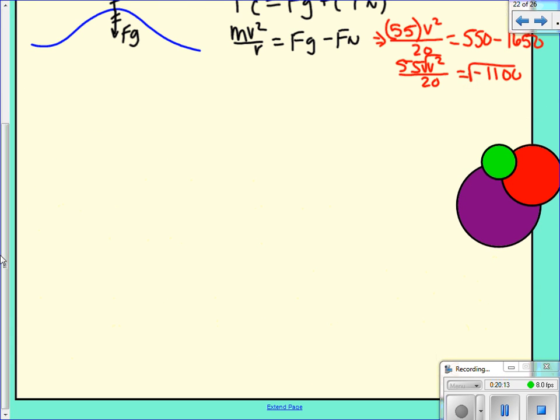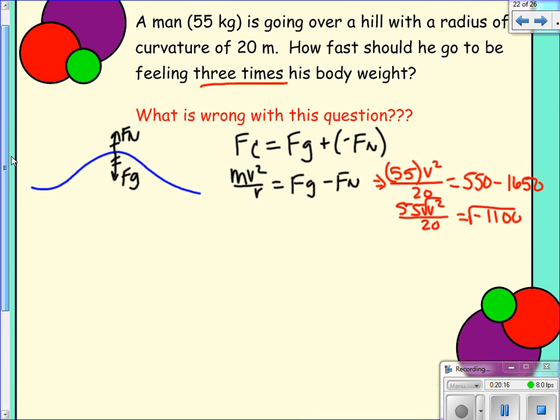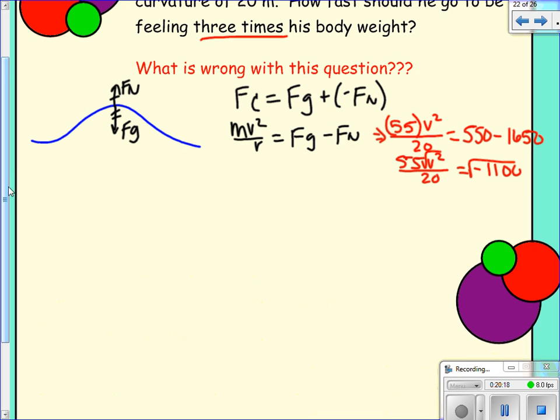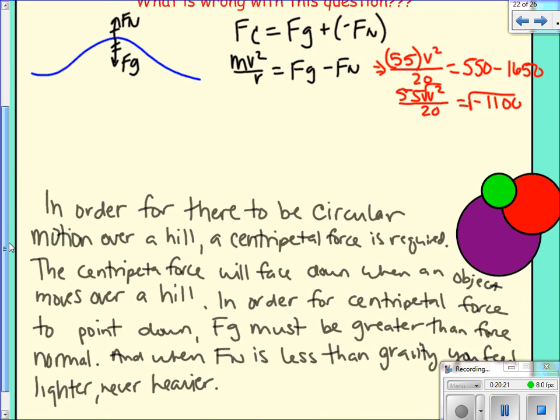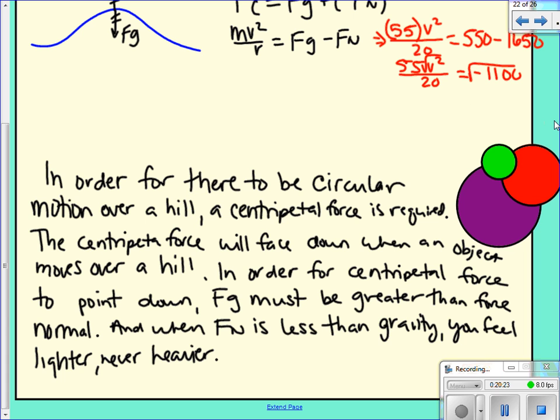Now, what if the test asks you not to explain it with math, but to explain it in words? Here comes the really tough part. So this is the actual written explanation right here that I've put together beforehand to help you out. And it says this: in order for there to be circular motion over a hill, a centripetal force is required. The centripetal force will face down when an object moves over a hill. In order for centripetal force to point down, your force gravity must be greater than force normal. And when force normal is less than gravity, you feel lighter, never heavier.